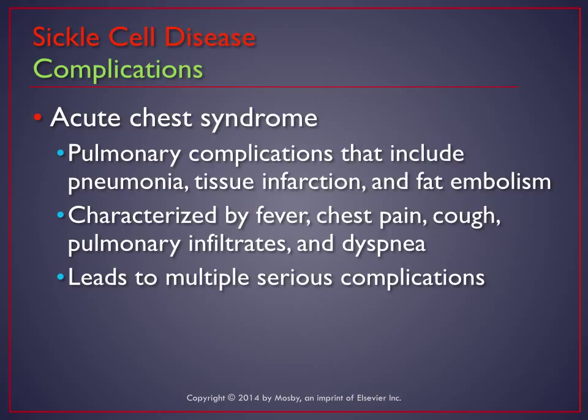Some of the complications are acute chest syndrome, which is a pulmonary complication that includes pneumonia, tissue infarction, fat embolism, and the patient can have fever, chest pain, cough, some infiltrates in lungs, and shortness of breath. And it can lead to multiple serious complications.